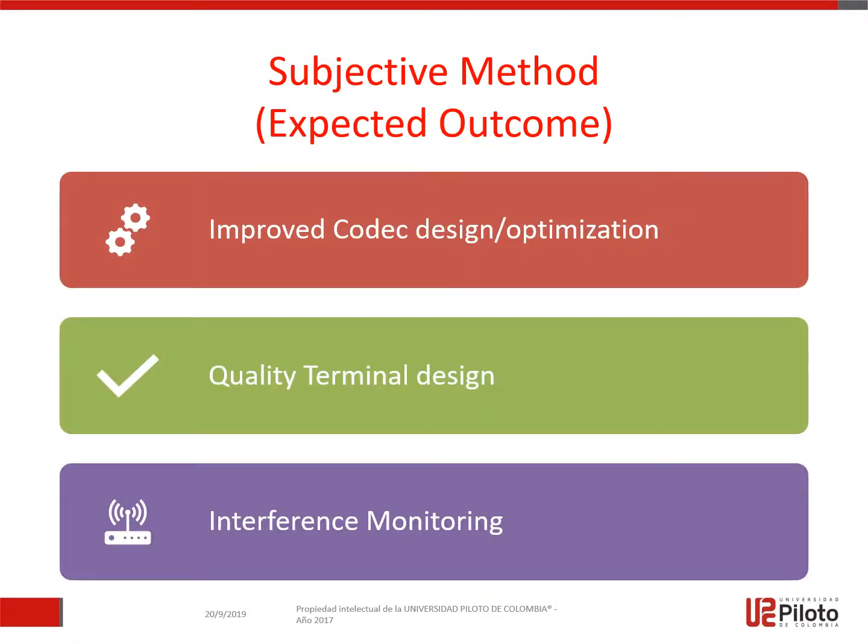From the expected outcomes of the subjective method, there are three. The first is improved code design or optimization. The second is quality terminal design. And finally, the third is interference monitoring.